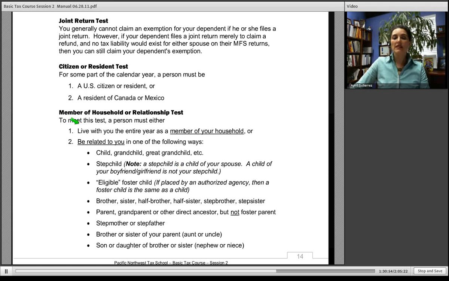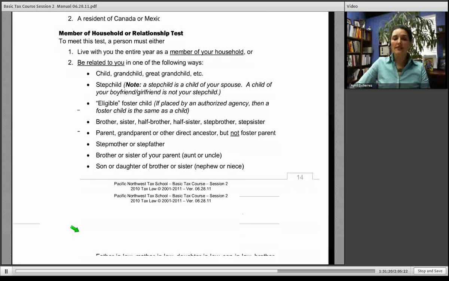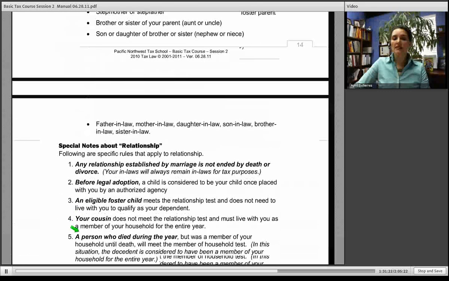So, to be related to you, a person must be related in one of the following ways: your child or a lineal descendant of your child, a stepchild, eligible foster child if that person was placed with you by an authorized agency, a brother, sister, half-brother, half-sister, stepbrother, or stepsister, a parent, grandparent, or other direct ancestor, but not a foster parent, stepmother or stepfather, brother or sister of your parent, that is your aunt or uncle, or a son or daughter of a brother or sister, that is a niece or nephew.